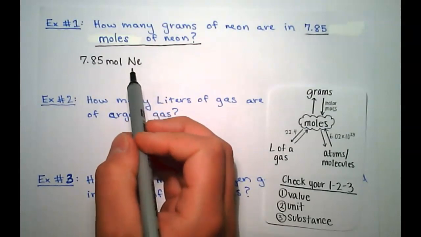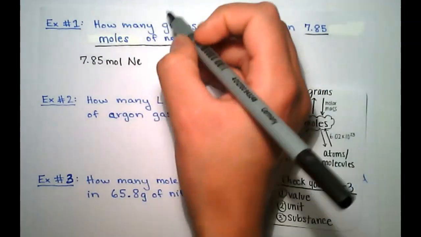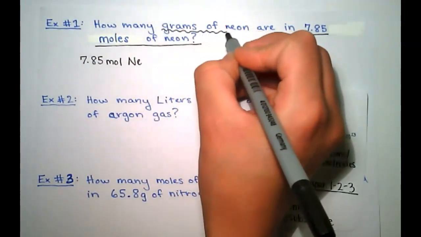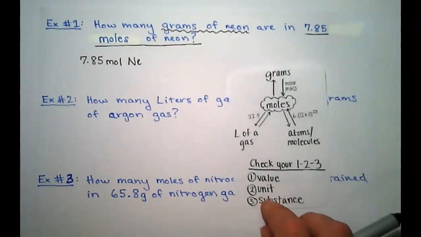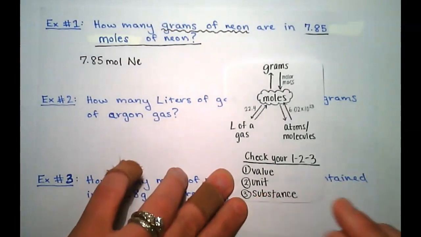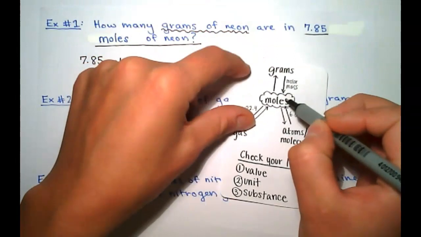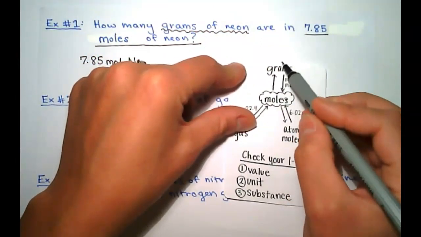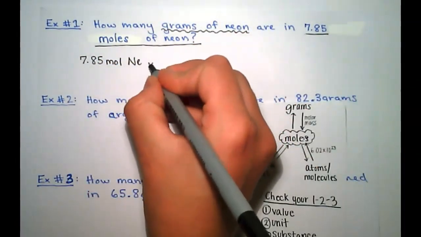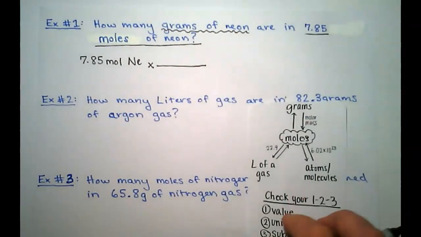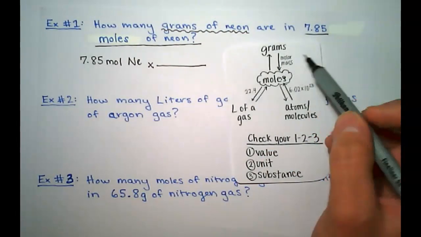So now I need to figure out where I need to get to. So the problem says how many grams of neon. So I'm going to put a squiggly line under that so I know that's where I'm trying to get to. So now I'm going to look at my mole chart. I'm going to say, okay, I'm starting at moles of neon, and I need to get to grams of neon. So I need to go from here to here. That's just one step, so I'm only going to need one conversion factor. So I'm going to multiply by that one conversion factor. And in my chart, it reminds me that I'm going to be using the molar mass to make this conversion.